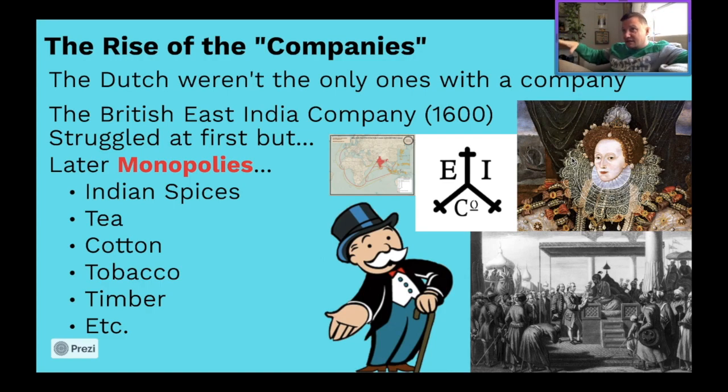Now, what we need to get into, though, is that the creation of those monopolies and the investment of Elizabeth in them, she actually bought shares in the East India Company, right?